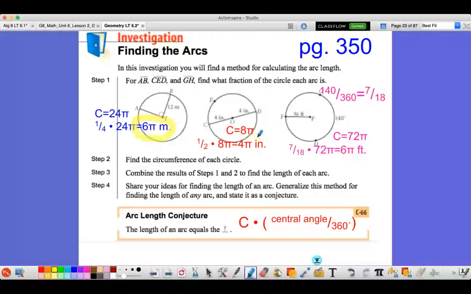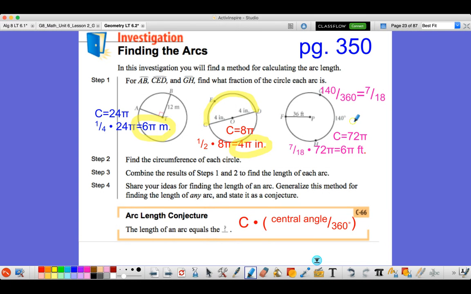For the second one, the circumference is 8 pi. My diameter going all the way across is 8. And that's half of my circle when I'm looking at arc CED. So half of 8 pi is 4 pi. So my answer here is 4 pi.